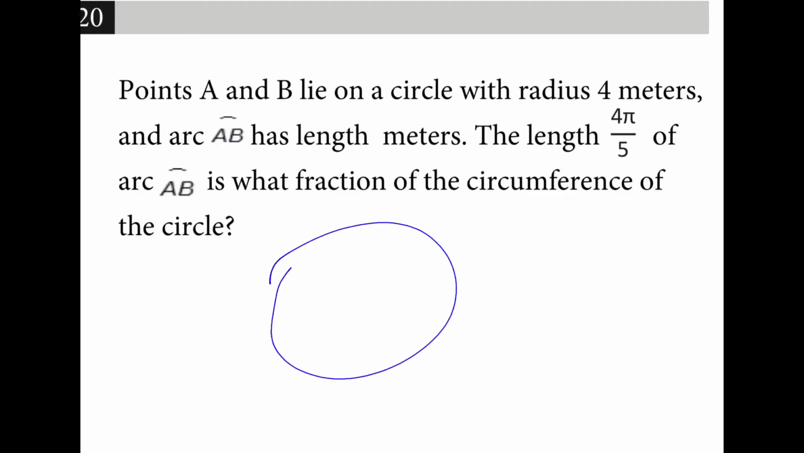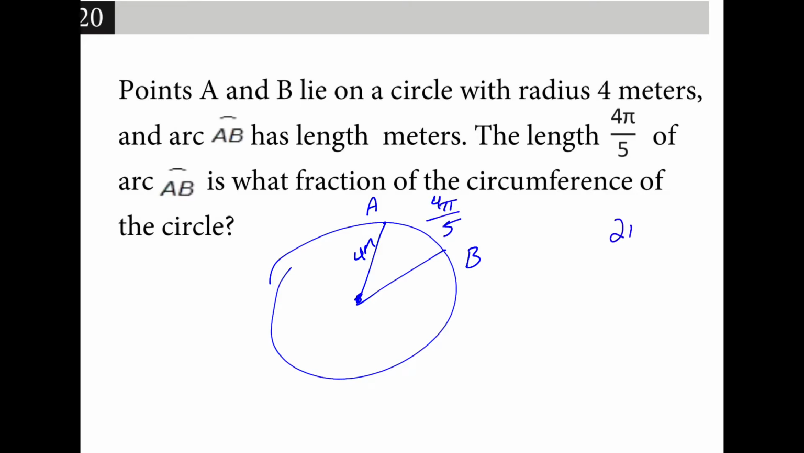Here's a circle with radius 4 meters, and it has an arc length for points A and B, 4 pi over 5. What fraction of the circumference?